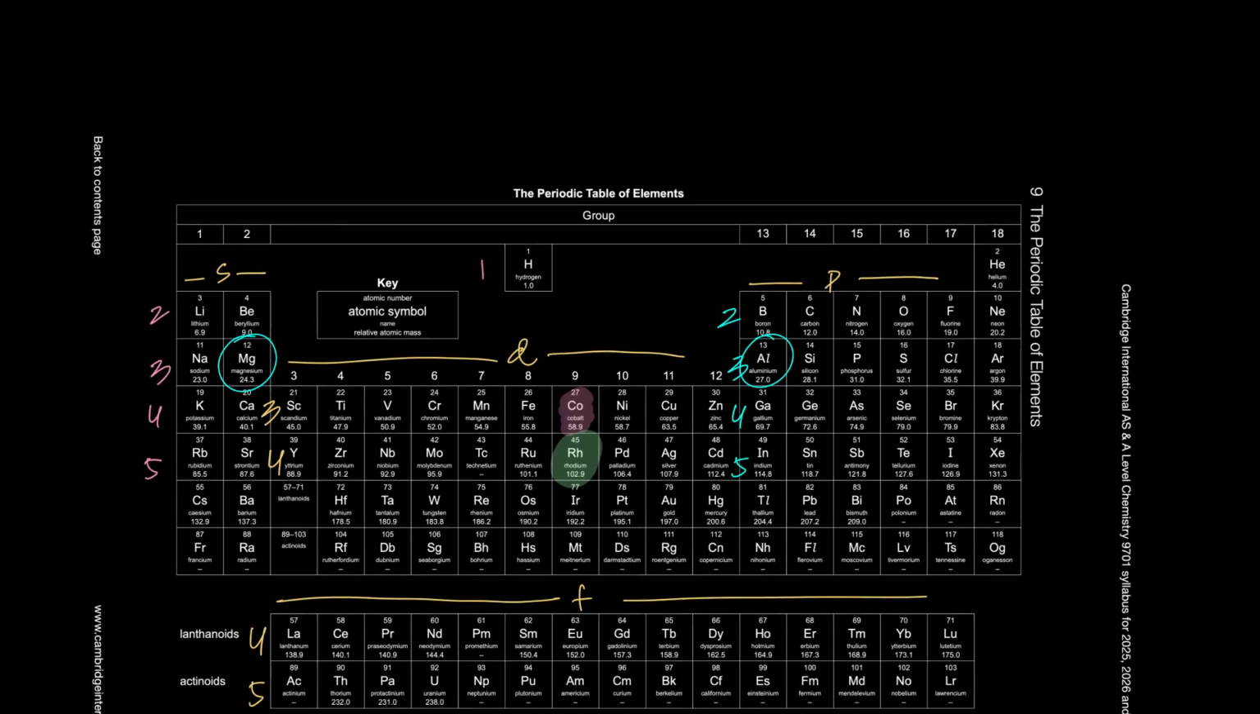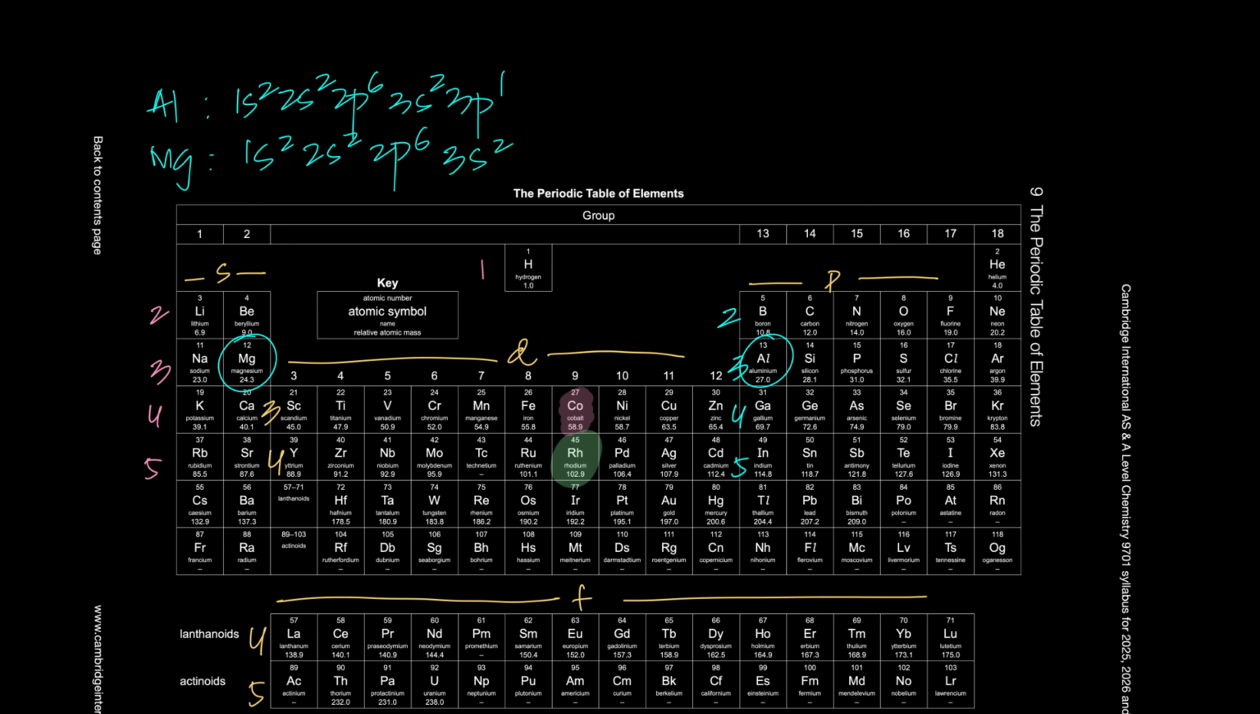So aluminum has the electronic configuration 1s2, 2s2, 2p6, 3s2 and 3p1. That's aluminum right here. And magnesium is 1s2, 2s2, 2p6, and 3s2. Now, if it's magnesium 2+, that means it's going to lose these 2 electrons.